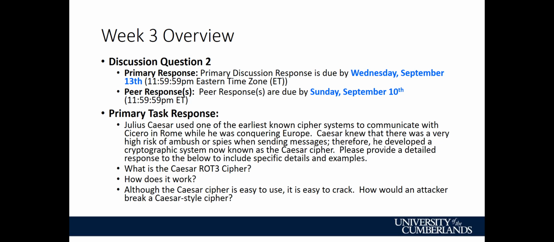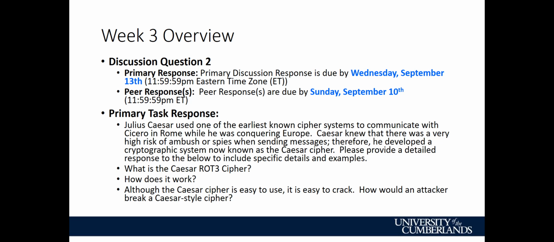So for this discussion, the primary task response is about the Caesar cipher. Julius Caesar used one of the earliest known cipher systems to communicate with Cicero in Rome while he was conquering Europe. Caesar knew that there was a very high risk of ambush or spies that might get a hold of his messages, right? Therefore, he developed a cryptographic system, which is now known as the Caesar cipher.